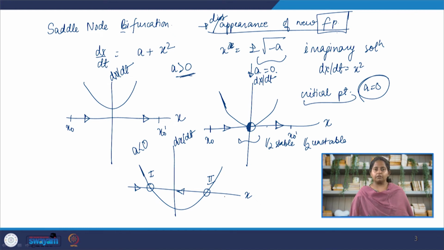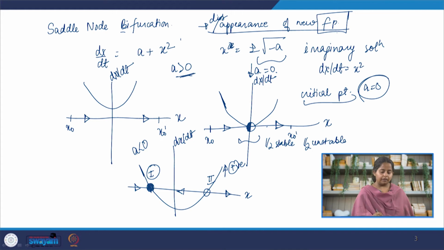Towards the right side of the second fixed point, dx by dt is once again positive, which means x is going to increase and the flow is going to be towards plus infinity. We can see very clearly the first fixed point is a stable fixed point. It is an attractor. The second fixed point is an unstable fixed point. It's a repeller.